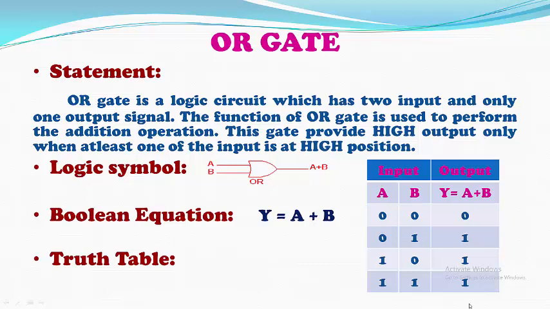This is all about basic gates. Now we will see the first derived gate, that is the NAND gate. Why is it called a derived gate? Because this NAND gate is derived from the basic AND gate. So now we will see the statement of this NAND gate.